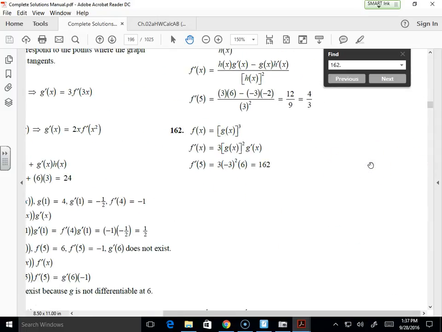How many people plugged in 162 from the very beginning? Okay, so, it's kind of funny. If you plugged in right here, you would have failed miserably. Because they don't want f of 5, they want f prime of 5, and we can't find f prime of 5 until we find, quick notation for you, f prime of 5 is f prime of x such that x is 5. Do you guys agree?